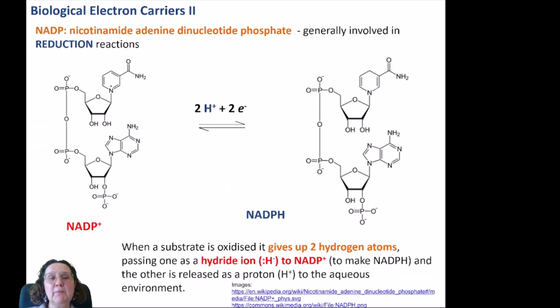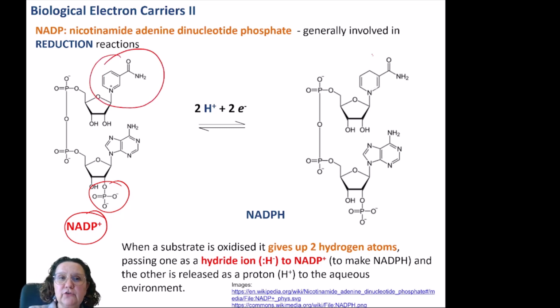And this is another example of a biological electron carrier. And this one, NADP, is typically involved in reduction reactions. Nicotinamide adenine dinucleotide phosphate. The phosphate is this one here. So when a substrate is oxidized, it will give up 2 hydrogen ions. One will go to the NADP plus to create NADPH. And if you look at the structure of this section here and how it looks, here in this carbon you only have 1 hydrogen, and this is where that hydride anion is going to enter.